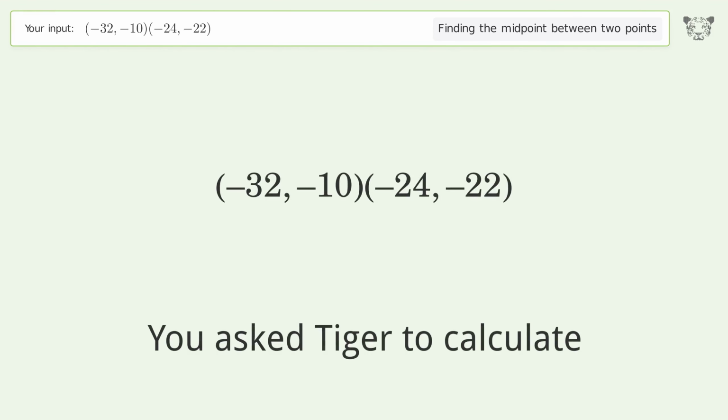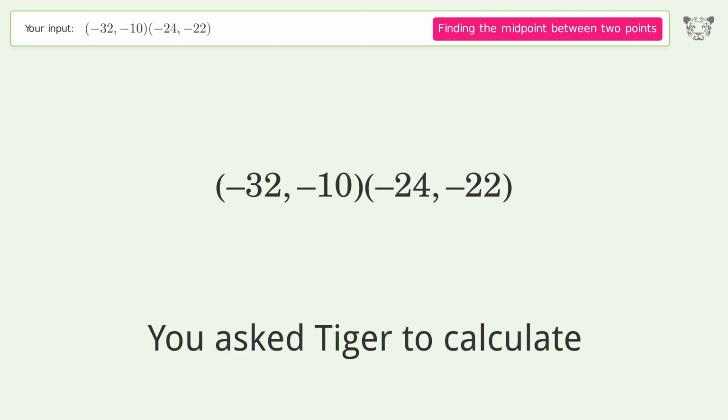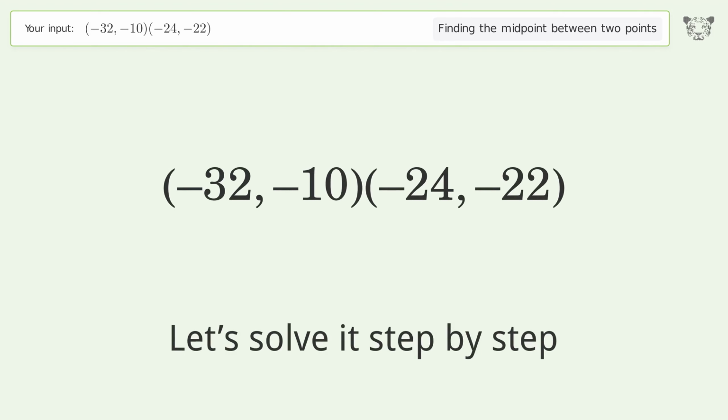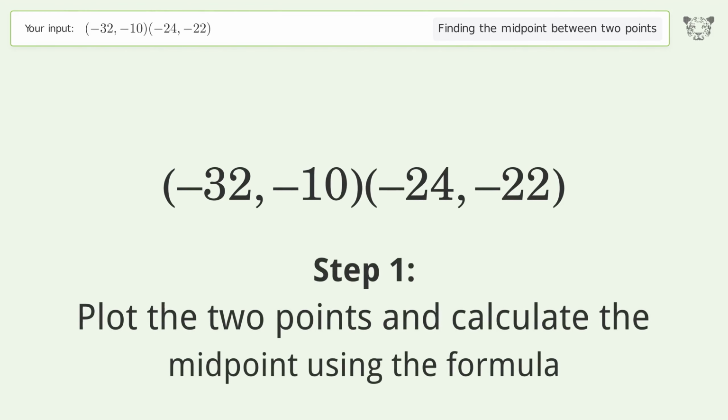You ask Tiger to calculate. This deals with finding the midpoint between 2 points. The midpoint between the 2 points is -28, -16. Let's solve it step by step. Plot the 2 points and calculate the midpoint using the formula.